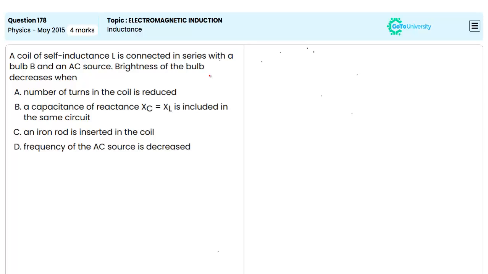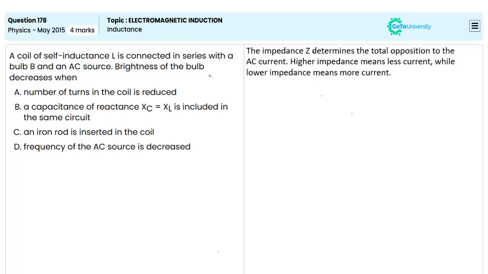A coil of self-inductance L is connected in series with the bulb B and an AC source. We need to find when the brightness of the bulb decreases. We know that the brightness of the bulb depends on the current flowing through the circuit. If the reactance in the circuit increases, the current decreases, which in turn reduces the brightness of the bulb.